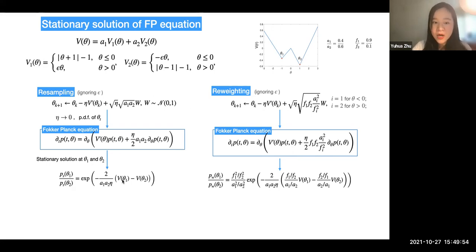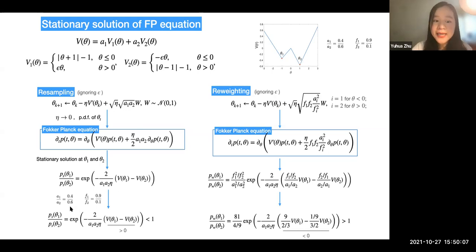For the resampling case, we will get a ratio that is independent of the sampling distribution, and for the reweighting, it is heavily dependent on F1 and F2. And if we plug in the specific ratio we have, we can see that for resampling, because the local minimum is larger than the global minimum, this term is positive and this term is negative. So the total ratio is less than one, which means that for the resampling case, we have more possibility to converge to theta two than to theta one, which is what we want because theta two is the global minimum, because we have more weight on the second group.